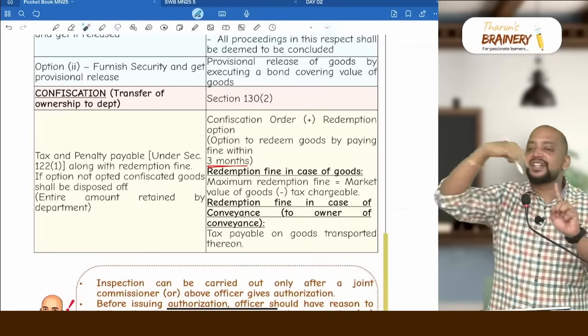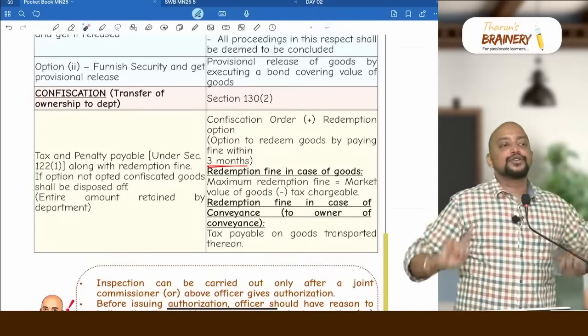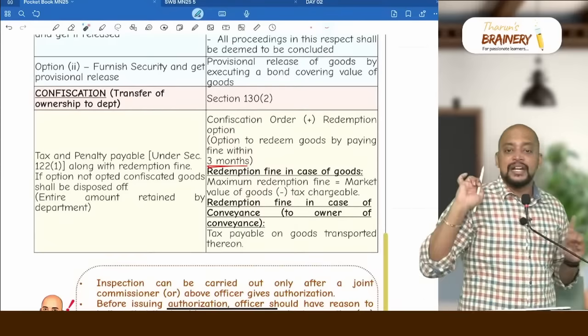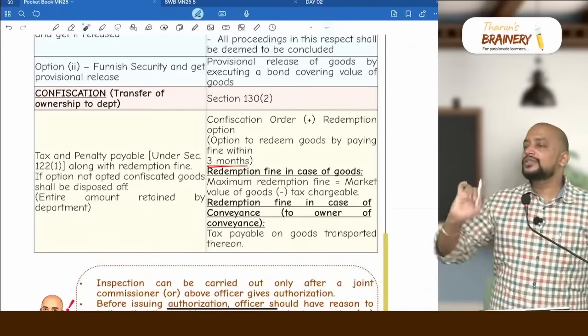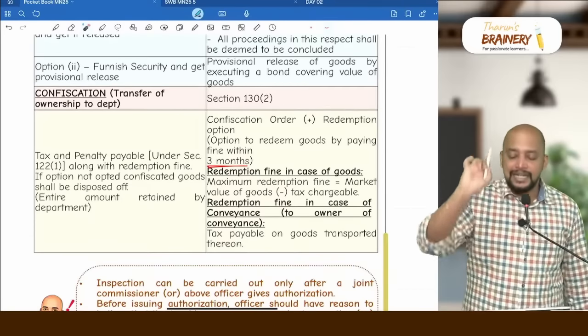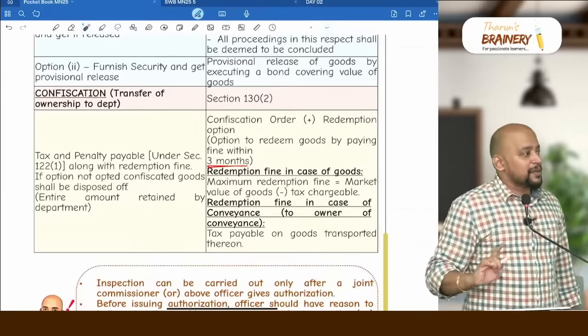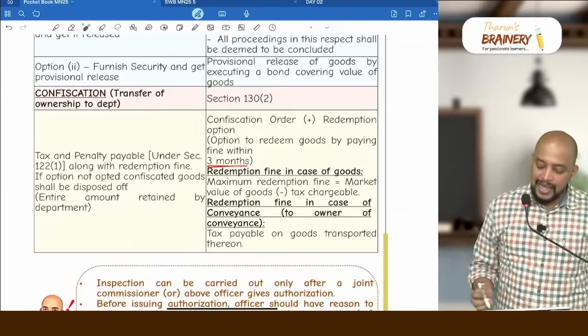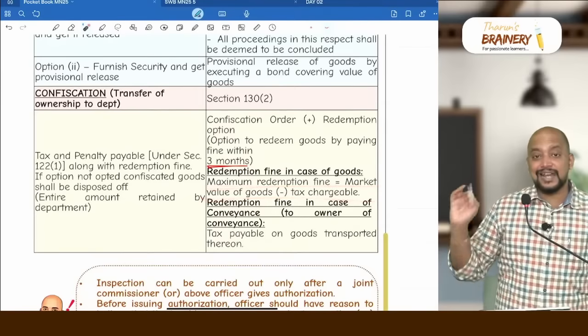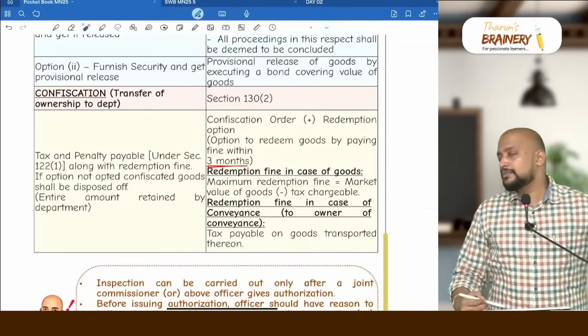Thereafter they will share it between the central government and the state government. So due to that reason, the redemption fine you do as a single computation. Just remember, penalty, late fee, and pre-deposit alone are separate computations. In all other places you just take it as total. And market value of the goods minus tax chargeable thereon, this is the maximum redemption fine.